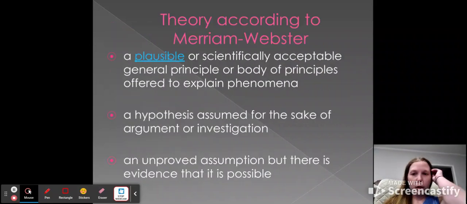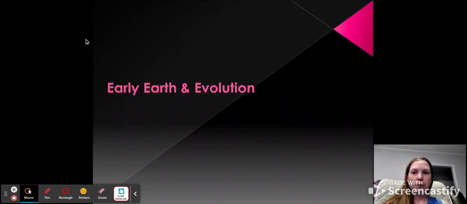So, theory, according to Merriam-Webster, so just dictionary definition, is a plausible or scientifically acceptable general principle or body of principles offered to explain some phenomena. It's also defined as a hypothesis assumed for the sake of argument or investigation, and it's an unproved assumption, but there is evidence that it is possible. So it could be one of the potential explanations of some phenomena.